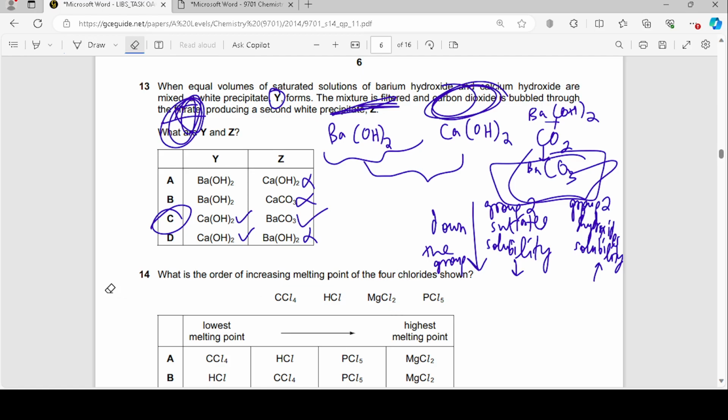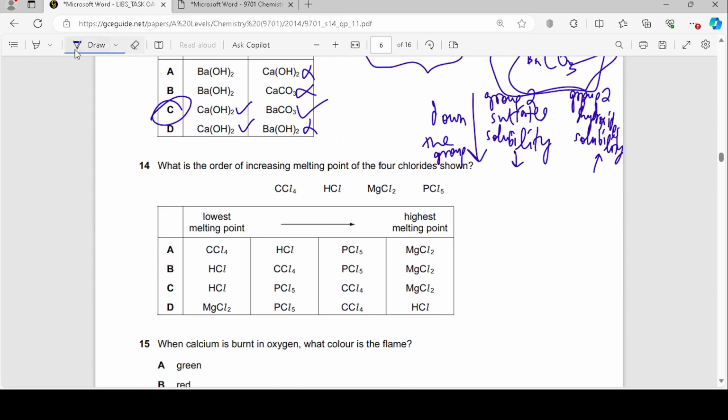Okay, now next question. What is the order of increasing melting point of the four chlorides shown? I don't know why I said liquids, but anyways, maybe I should think about states of matter. CCl4 is a liquid at room temperature, I think. Whereas HCl, I'm considering hydrogen chloride rather than hydrochloric acid, so hydrogen chloride is a gas at room temperature. And MgCl2 is going to be a solid.